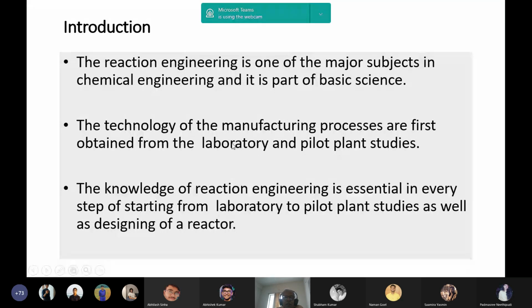From the laboratory trial, that is the beaker and test tube process, or from the chemistry lab, we can get the idea about the reaction and rate kinetics. And from the pilot plant study, we can find out the details of the rate kinetics. The knowledge of reaction engineering is essential in every step, starting from laboratory to pilot plant. The same thing is written here. So how do we go about designing a reactor?